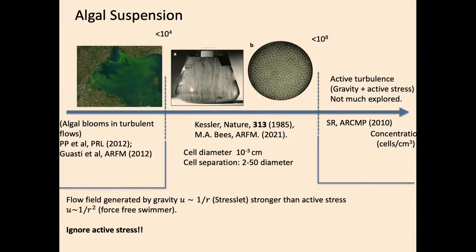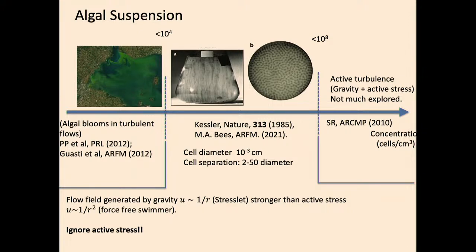Then comes this intermediate regime where many people have looked at collective motions of these organisms in lab settings. In this regime, the initial work was done by Kessler, as I mentioned; this predates the terminology active matter the way we use it, right? What is important here is that the cell diameter again is 10 micrometers, and you can very easily convince yourself that the typical separation between the cells is roughly 2 to 50 times their body length.